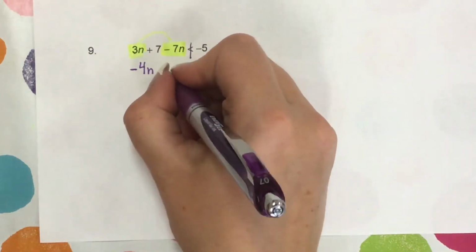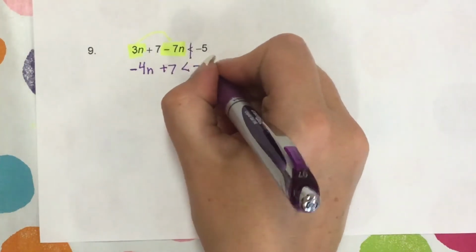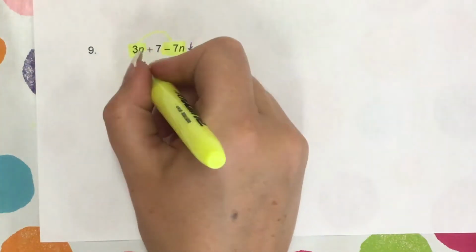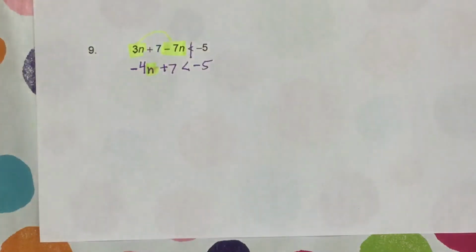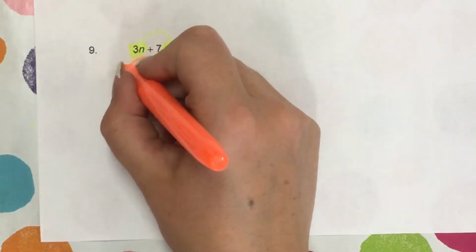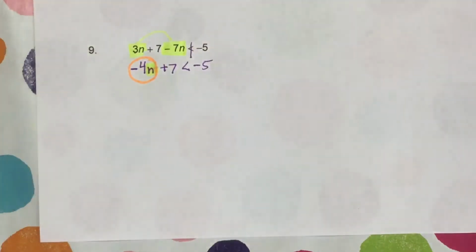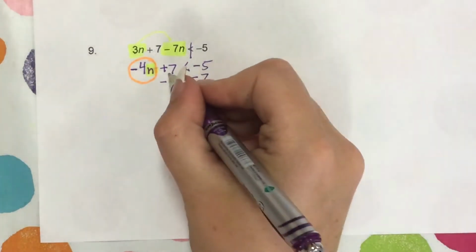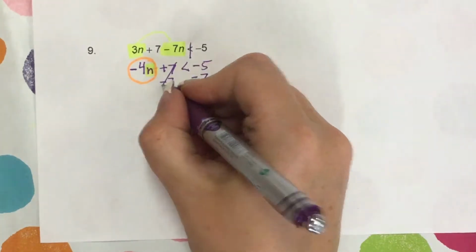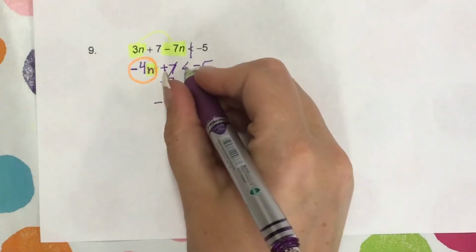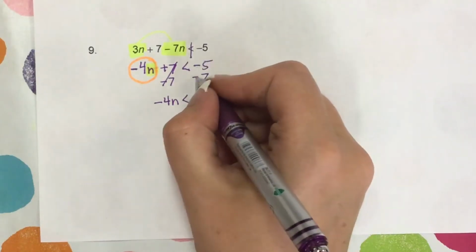Okay, we drop down the plus 7 is less than negative 5. Okay, we're trying to get n by itself. And we know that we have a two-step. We've got to keep this negative 4n together until the end, which means we have to get rid of that positive 7. So the inverse of plus 7 would be to subtract 7 from both sides. This positive 7 and that negative 7 end up canceling each other out. So we're just left with negative 4n on this side, which is less than negative 5 minus 7.